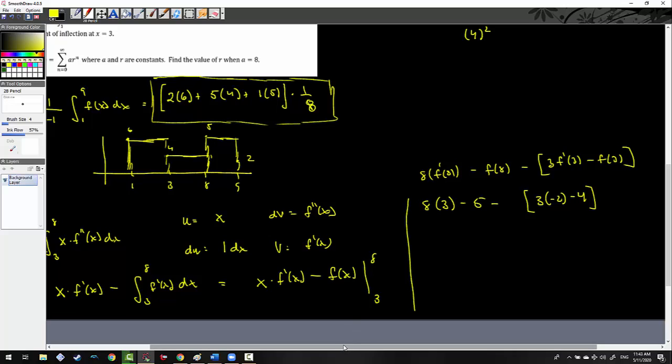All right, so that about locks it in for part C. I'm going to clean up the board a little bit, and we'll move on to part D.